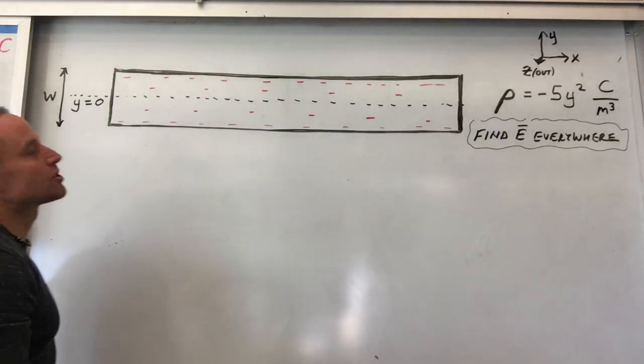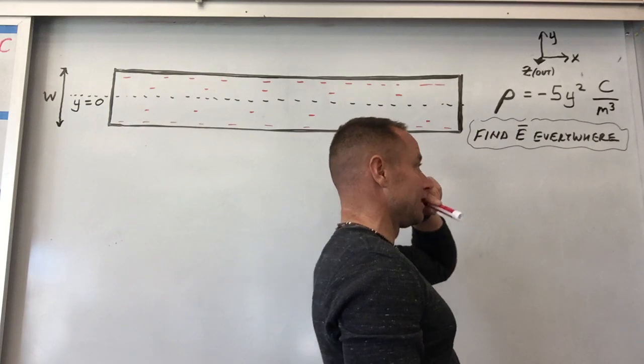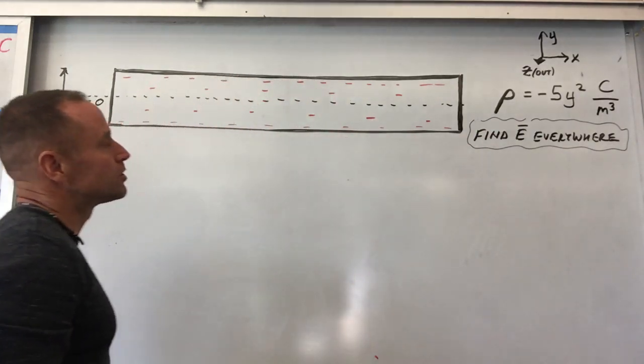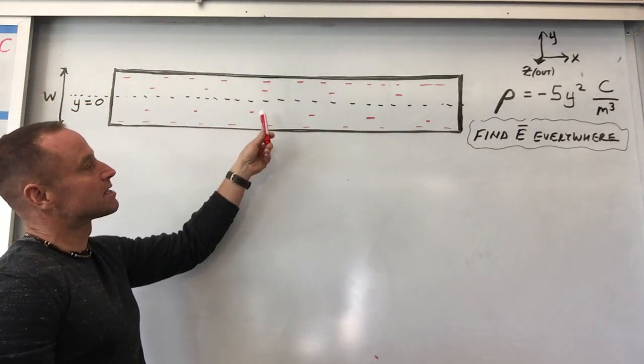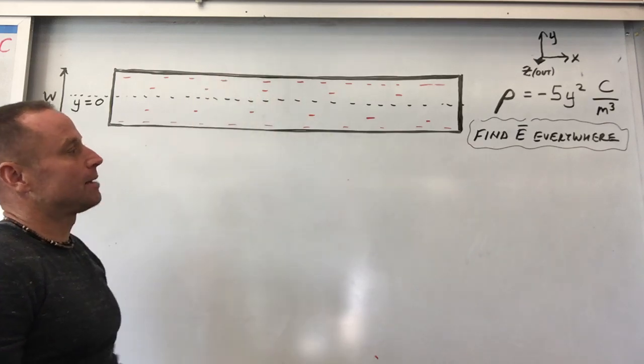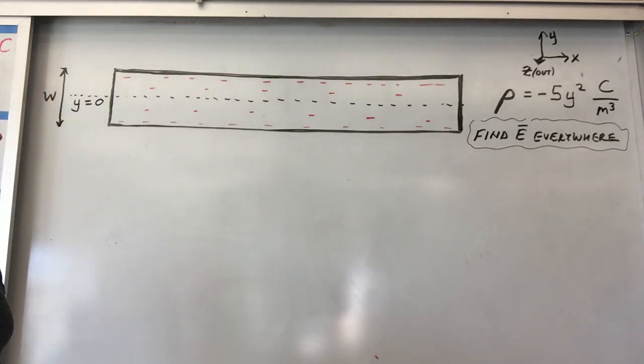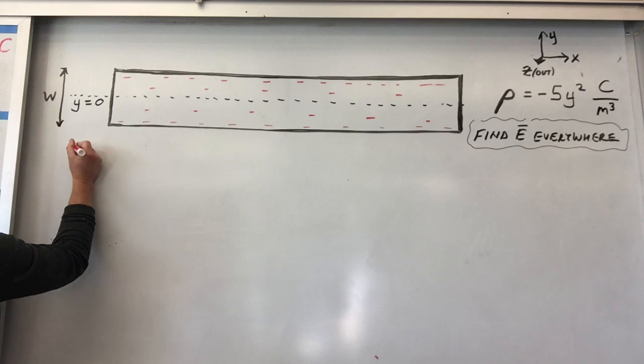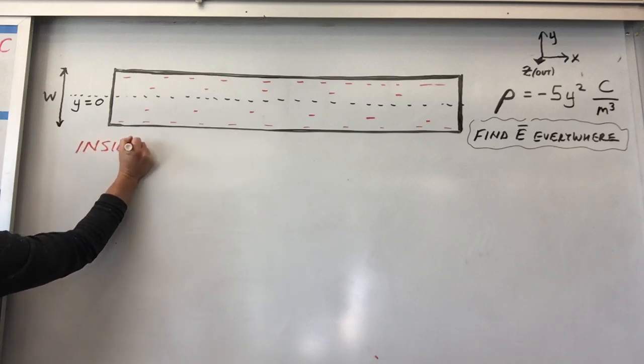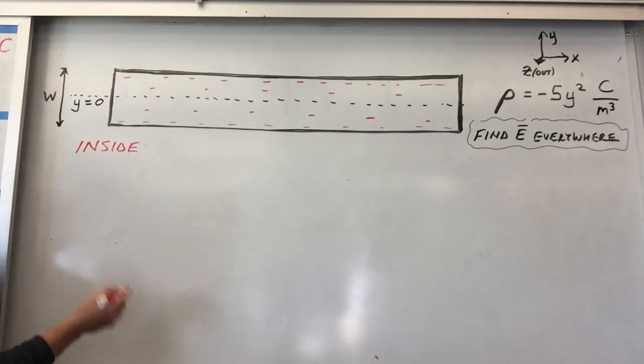And so the way these things usually go is they say get the electric field everywhere, which the two different regimes are going to be inside the slab and outside the slab. And so we're going to want to use Gauss's law. Usually what you want to do is cut it up into those two regimes. So let's start with just inside. And what you want to do is write down Gauss's law.